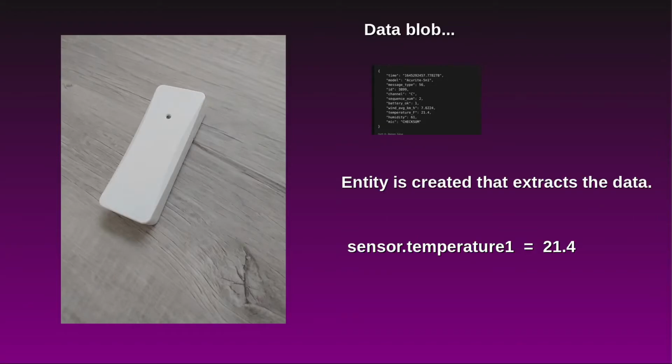For example, here is a temperature sensor. It broadcasts blobs of data every 30 seconds. This blob of data can contain all sorts of things, not only temperature, but might also include the battery level, model number, channel, time, RSSI, or any number of things. The most important data is the temperature. An entity will extract the temperature out of the data blob so we can see it and work with it. This entity is what I will put on my dashboard to display the temperature, and later I can create automations based on this entity.